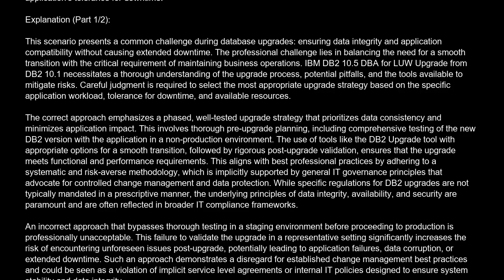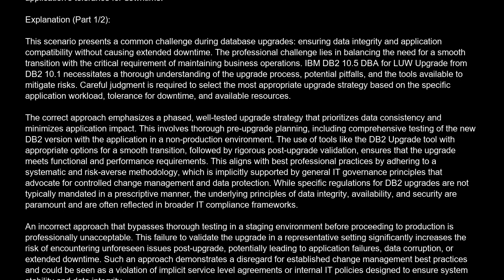extended downtime. The professional challenge lies in balancing the need for a smooth transition with the critical requirement of maintaining business operations. IBM DB2 10.5 DBA for LUW upgrade from DB2 10.1 necessitates a thorough understanding of the upgrade process, potential pitfalls, and the tools available to mitigate risks. Careful judgment is required to select the most appropriate upgrade strategy based on the specific application workload, tolerance for downtime, and available resources. The correct approach emphasizes a phased, well-tested upgrade strategy that prioritizes data consistency and minimizes application impact.